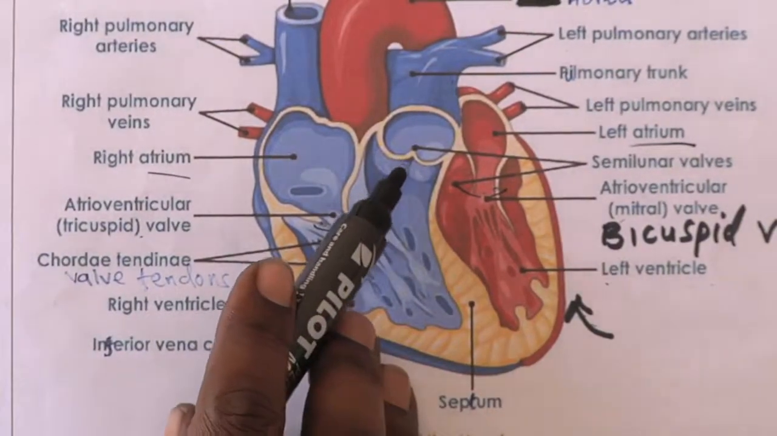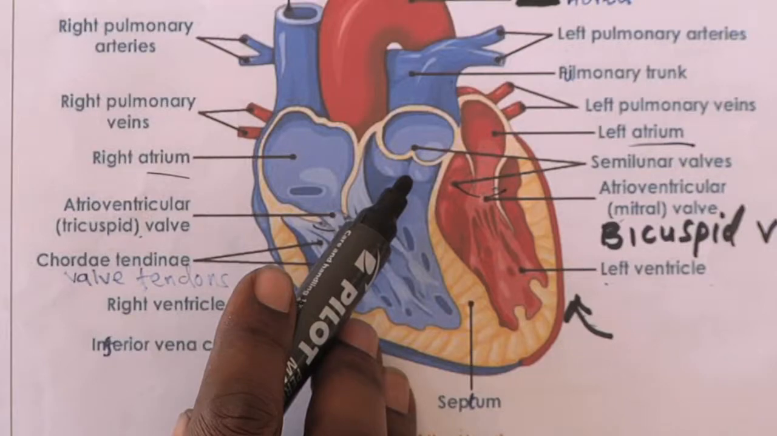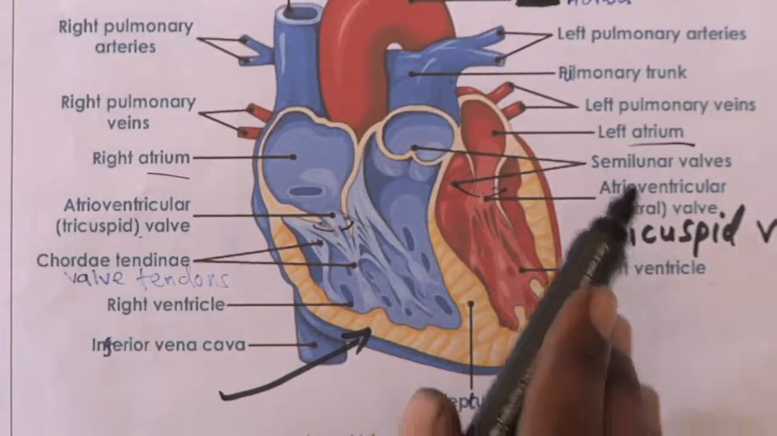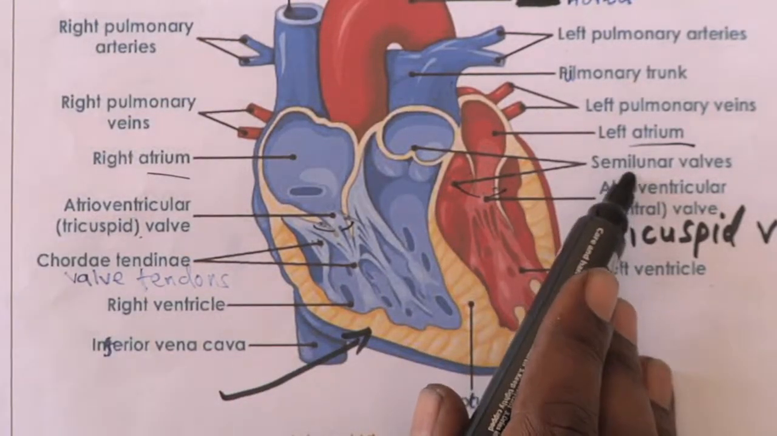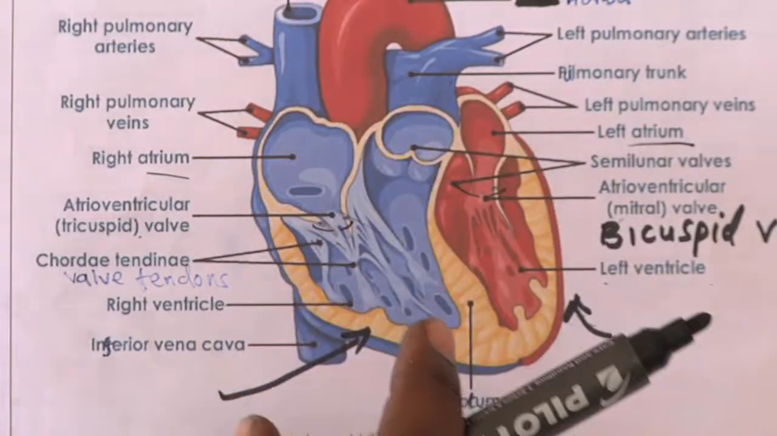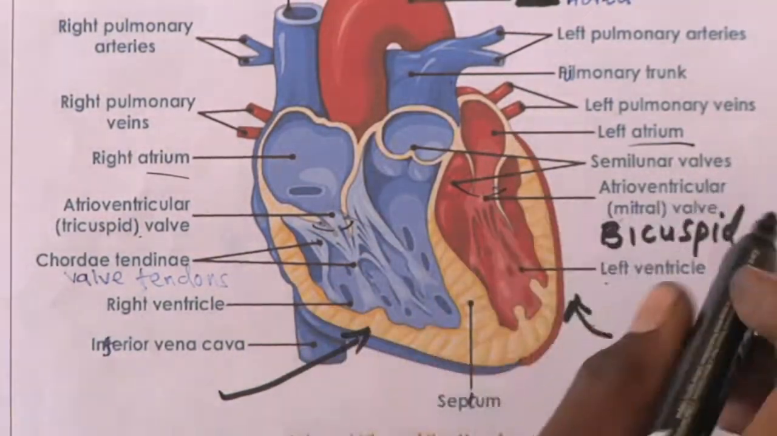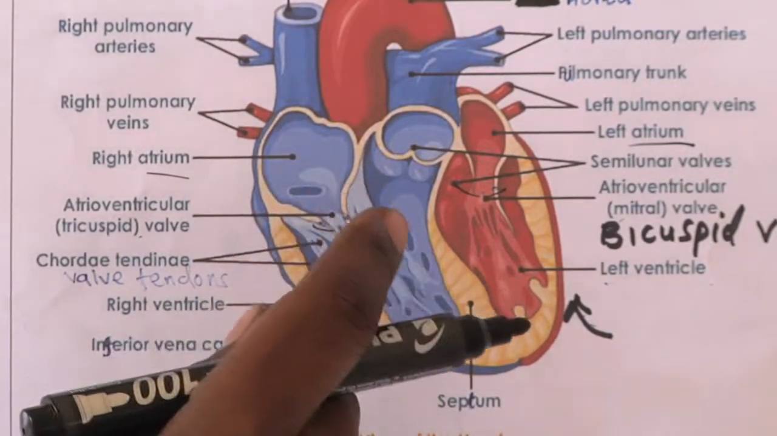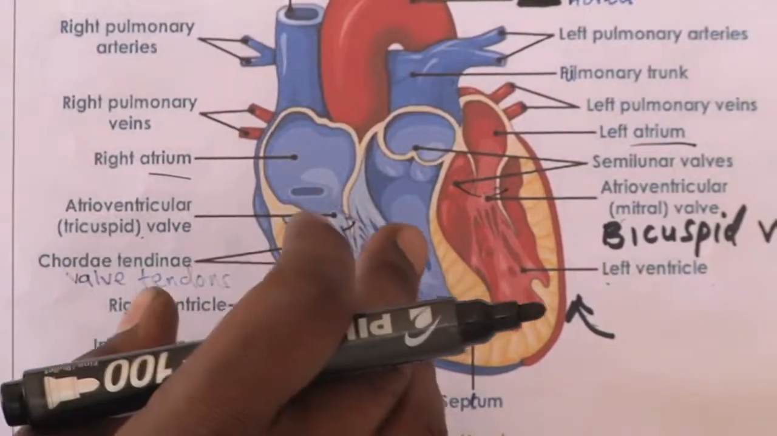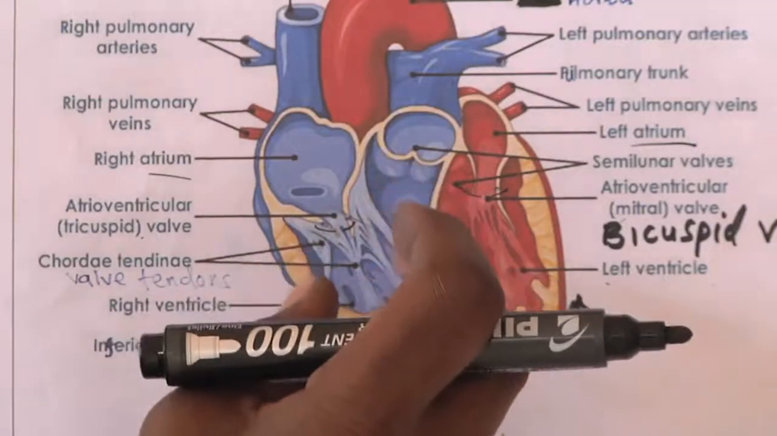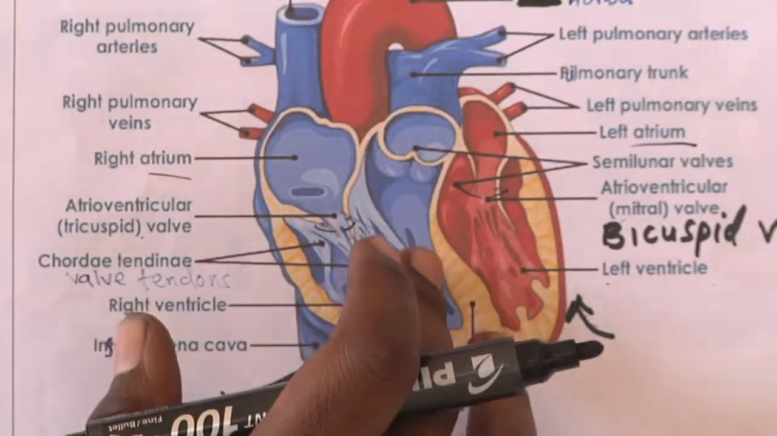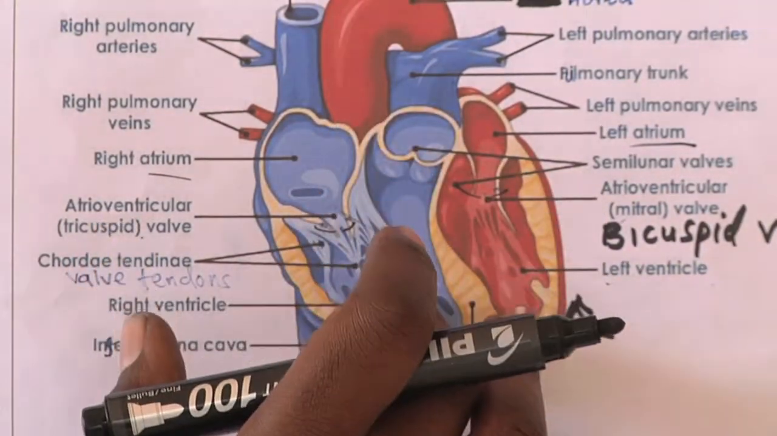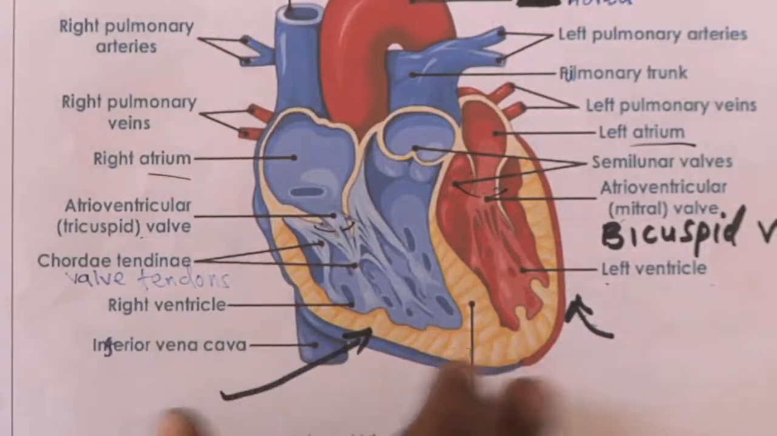Then, when you look at this part here, this part is made up of what we call the semilunar valves. These semilunar valves are found at the base of the major arteries. And what is the function of these semilunar valves? The semilunar valves are going to prevent the backward flow of blood to the ventricles when they are relaxing.